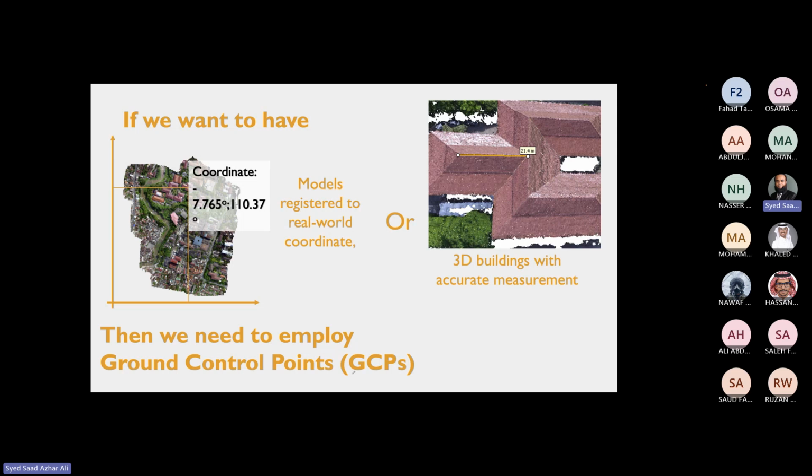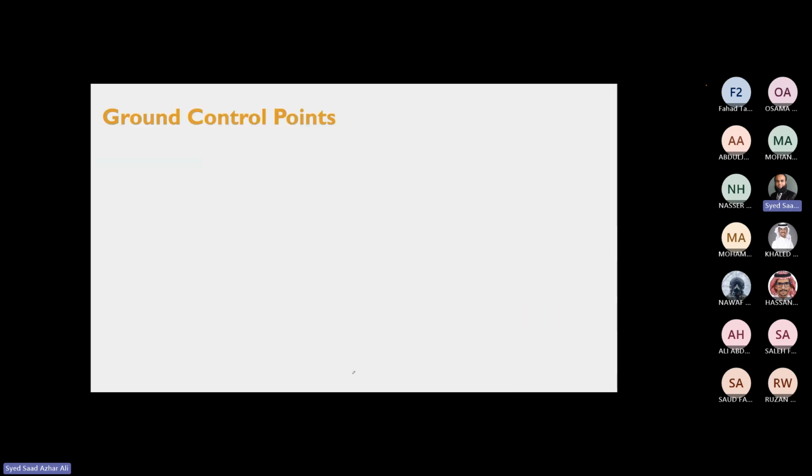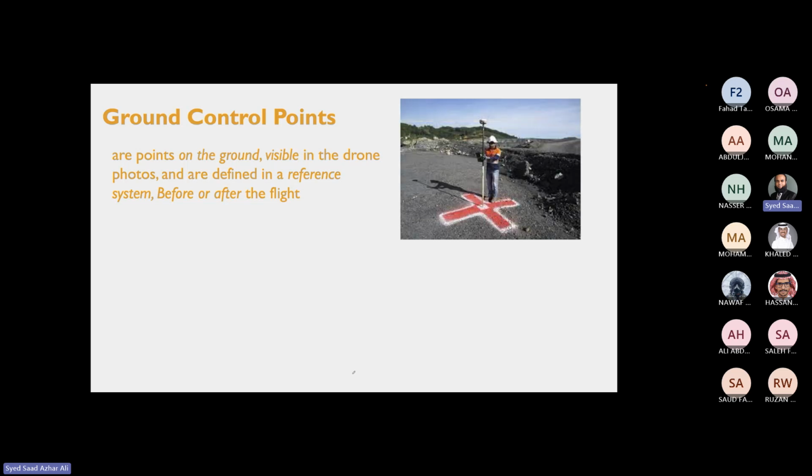Control points, these are fixed points that we know of. Okay, and there are something like this on the ground. You might or might not have seen some of these points, and these points could be identified from the drone. So these are the points on the ground visible in the drone photos and are defined in a reference system before or after the flight. So once we have it, okay, this point or this mark is this longitude and this latitude.